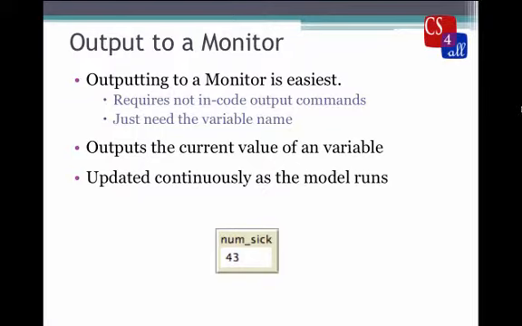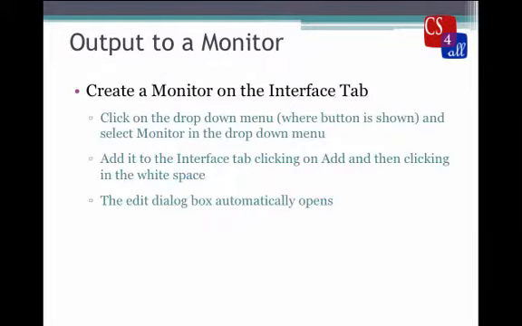Outputting your data to a monitor is one of the easiest ways to extract data. It requires no commands in the actual code, and you just need a variable name. However, it only outputs the current value of the variable, which is continuously updated as the model runs. Here's an example of what it will look like at the Interface tab.